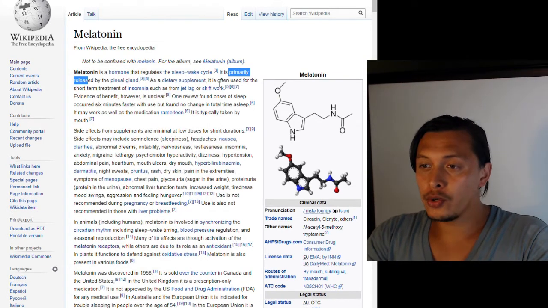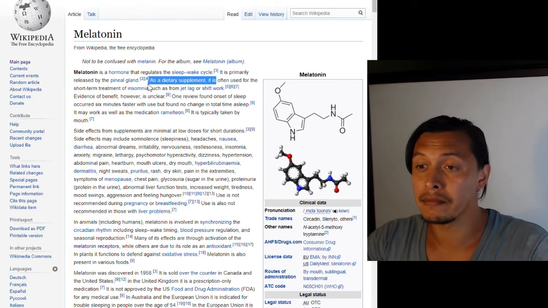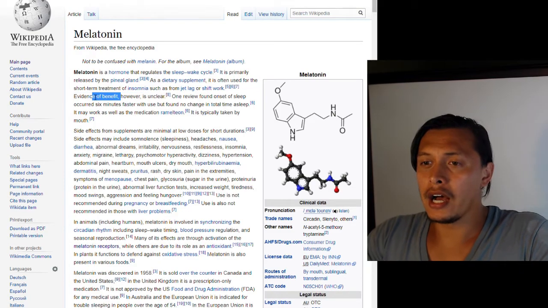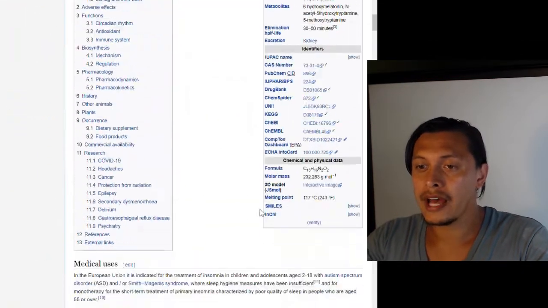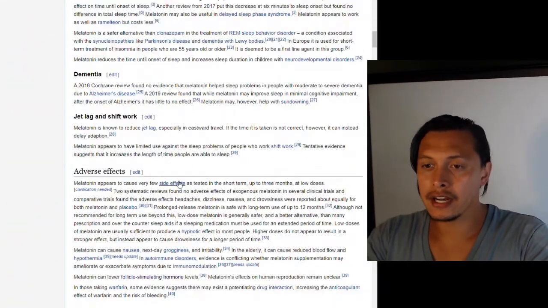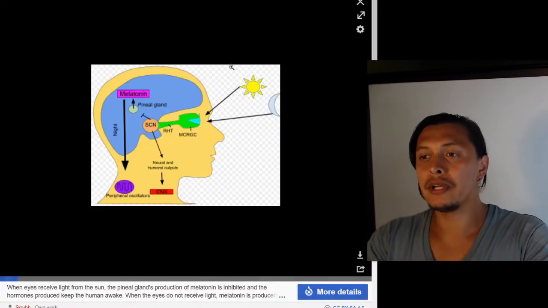It is often used for the short-term treatment of insomnia, such as from jet lag or shift work. The evidence of benefits is unclear. So that is what melatonin looks like, at least. Okay, and I don't know if there's anything else that I should add. Yes, I can just get this up.